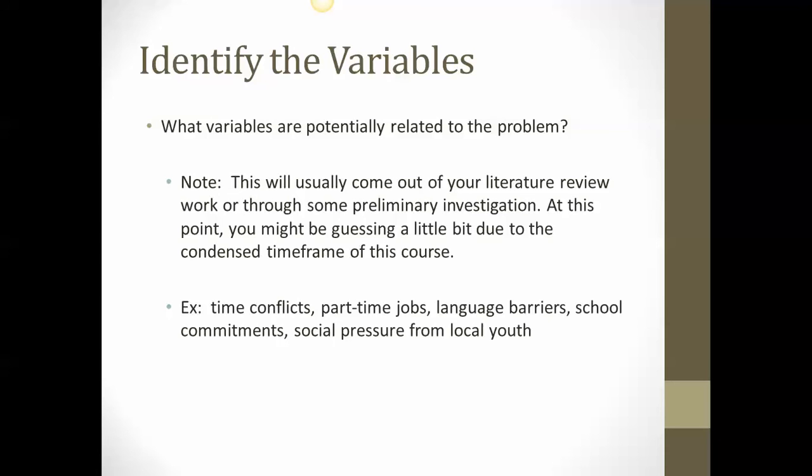So for example, if we're looking at that problem of why Hispanic youth aren't attending church, we might come up with a number of potential variables. Maybe they have time conflicts. Maybe their part-time jobs are getting in the way of them attending services. Maybe there are language barriers, school commitments. Maybe the pressure from local youth is actually inhibiting them from attending church. So we want to try to identify 2 to 4 of those variables. We could brainstorm 100 variables here, but we want to try to land on the 2 to 4 that we're going to try to investigate.